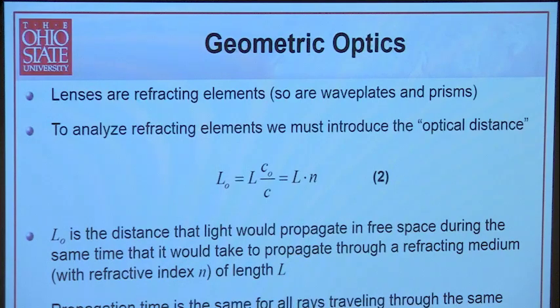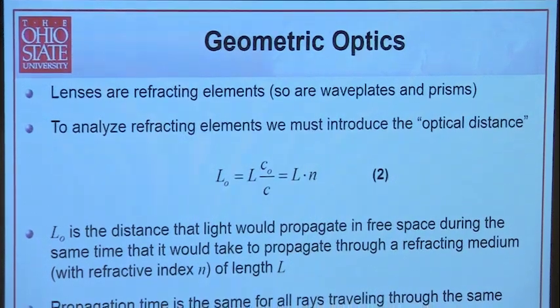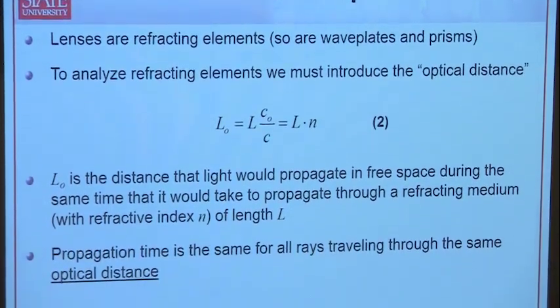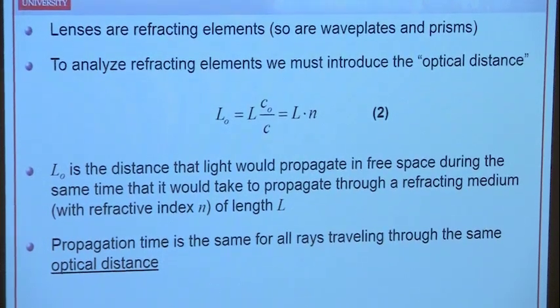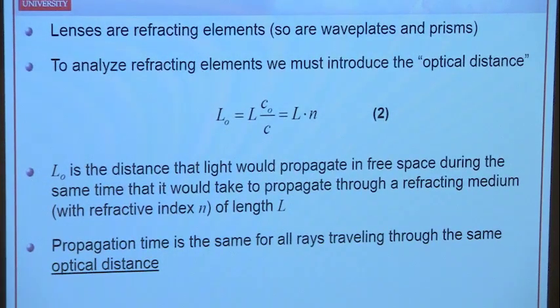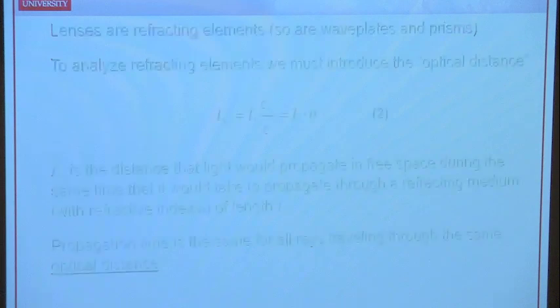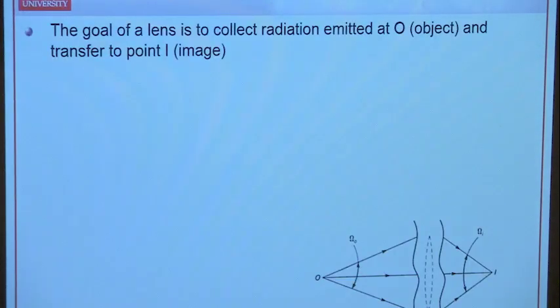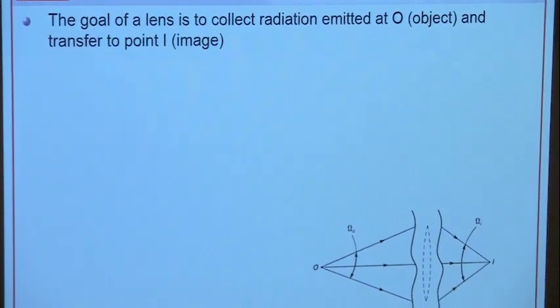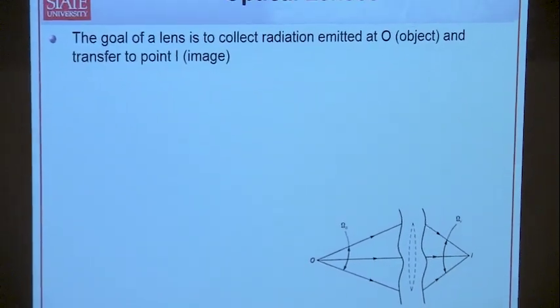Okay? Propagation is time. This is the key. The propagation time is the same for all rays traveling through the same optical distance. So it doesn't matter what the real distance is. Okay? And the reason why we're going to do this is that this tells you the shape of a lens. And let's see if we can pick that out quickly.